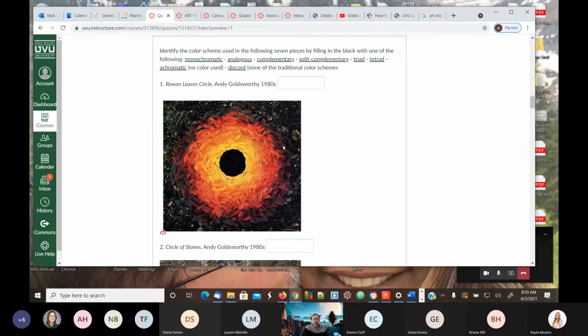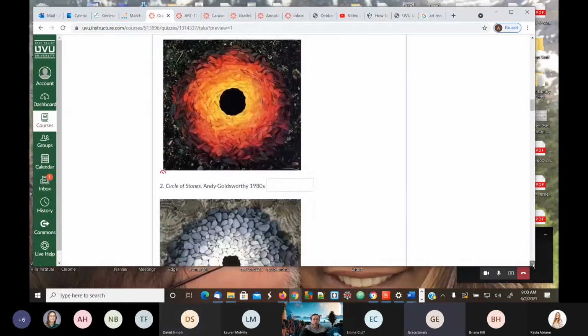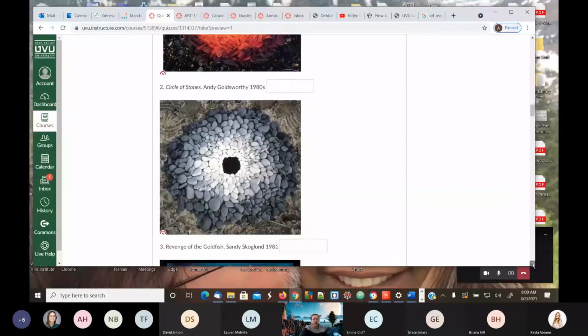Because this is definitely not monochromatic. We have a dark orange on the outside, a medium orange, a lighter orange, and then a yellow on the inside. Since they all fit right next to each other, this becomes analogous. Does everybody understand that? Yeah. Okay, good.